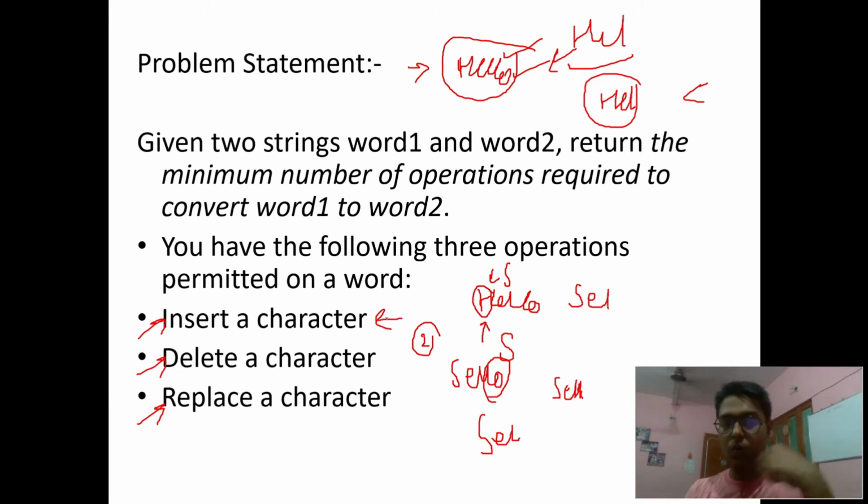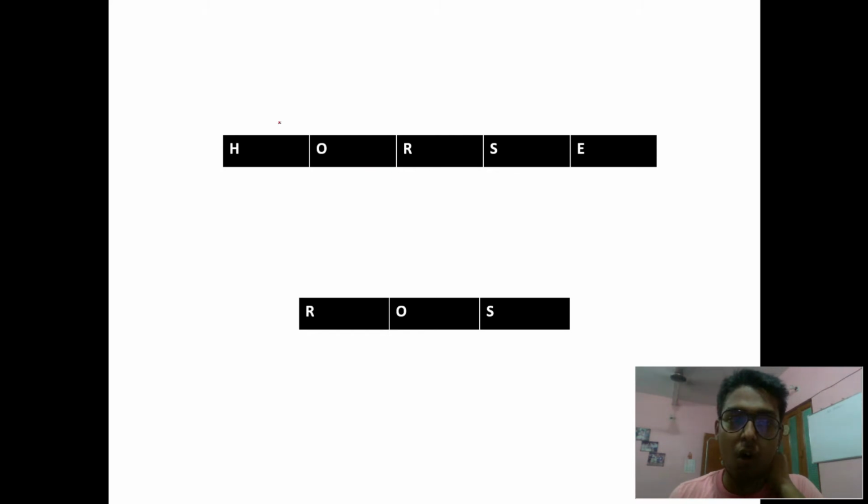So firstly, using recursion, let me show you how it will work. We will move toward an example and solve this problem through the example. We are given HORSE, and we need to convert it into ROS. Now, for solving it through recursion, we can either convert H to R, or we can delete it. Either we can replace it with R, or we can delete it.